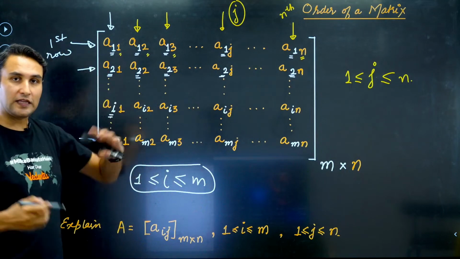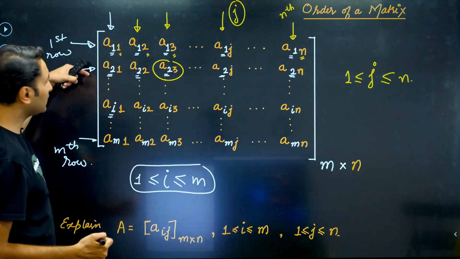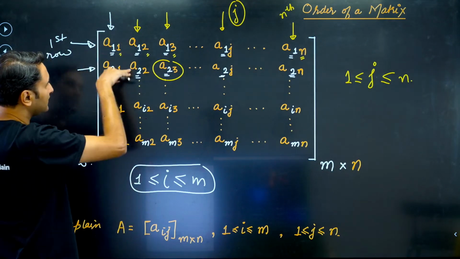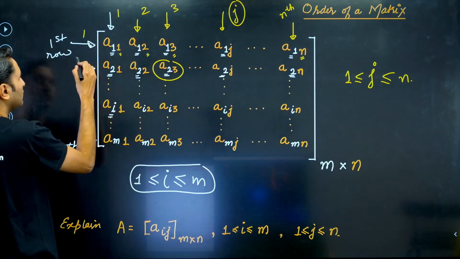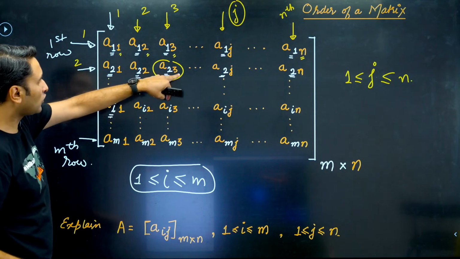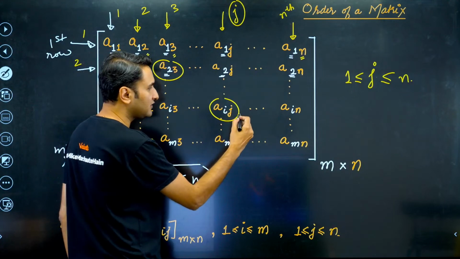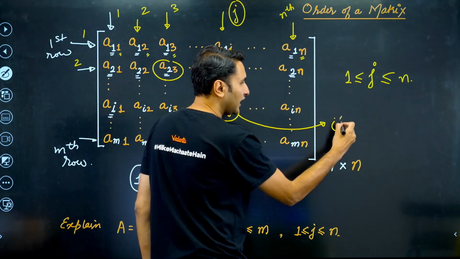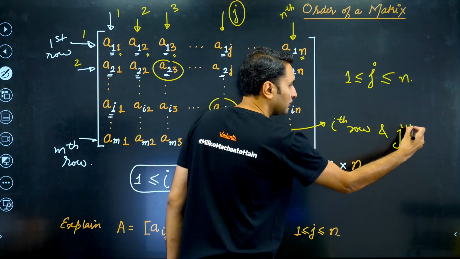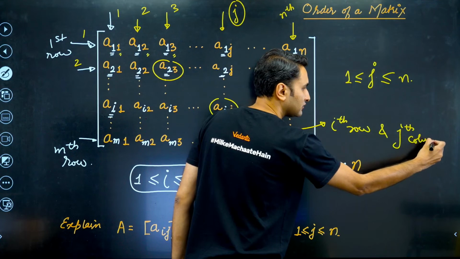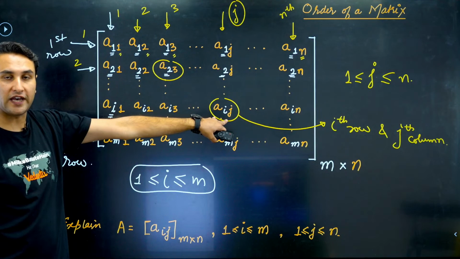Now let's go to any particular element. Look at this element. This element has the row number 2. It is in the second row and it is in the third column. 1, 2, 3. Row number 1, 2. So row 2, column 3. Similarly, what is this? This is the ith row and jth column. Clear, all of you? So this is the most general element a_ij.